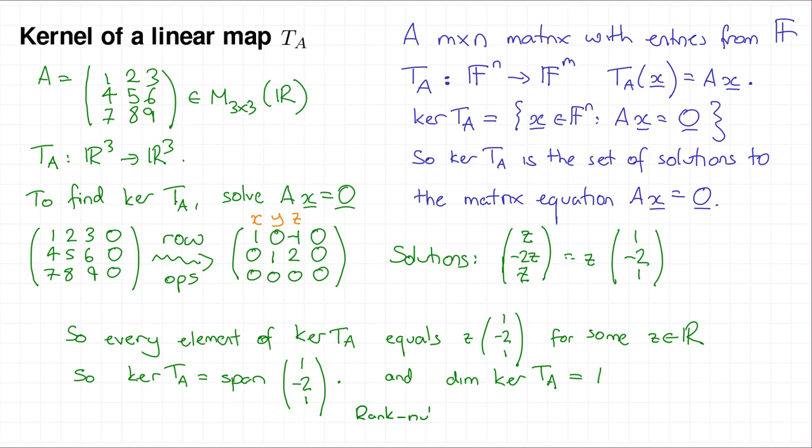So rank nullity would now tell us that the dimension of the image plus the dimension of the kernel, which we know to be 1, will be equal to the dimension of the domain of TA, which is the dimension of R cubed, which is 3. So the dimension of the image of TA is then 2. And that's helpful in our calculation of the image. Once we know what the dimension of the image is, that makes it slightly easier to actually calculate a basis, for example, of the image.